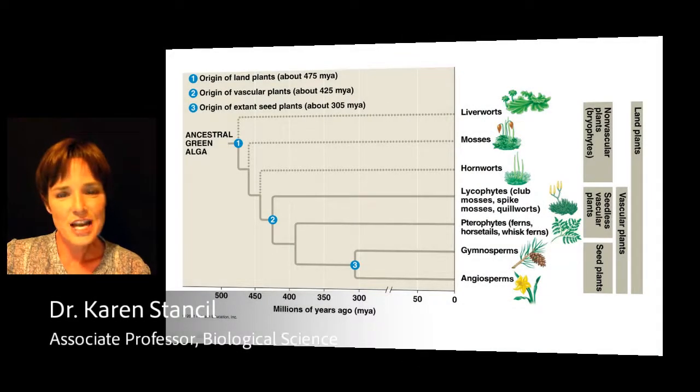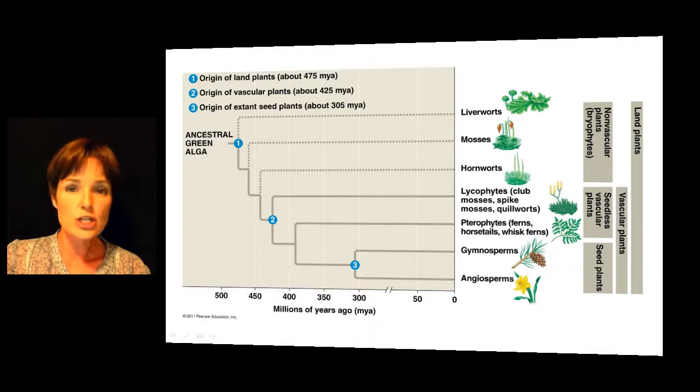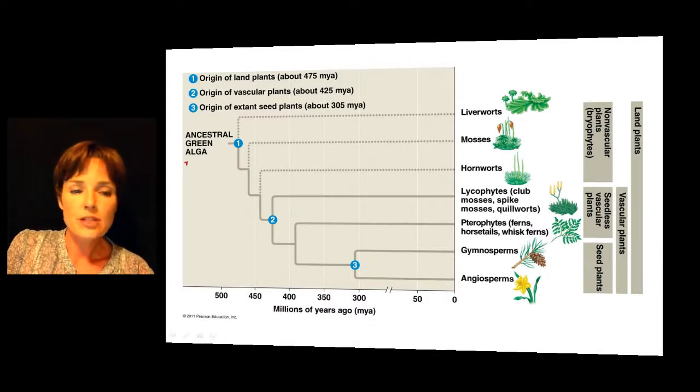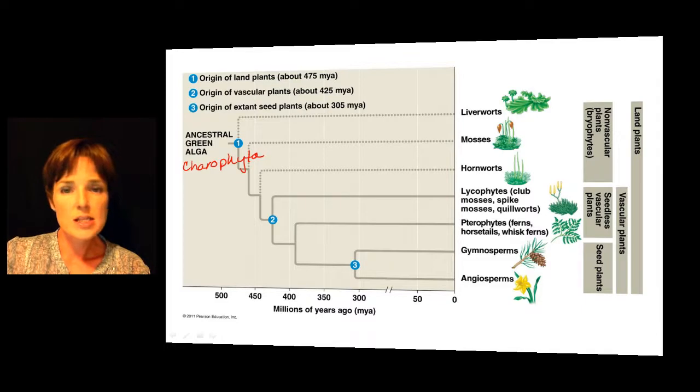Here we have a phylogenetic tree of the evolution of land plants. All land plants that we know of today look like they can be traced back to a common ancestor, which would have been a green algae. That green algae is believed to come from the phylum Charophyta. And in the beginning of this chapter, we talked about some of the characteristics that would have had to develop in order to enable life on dry land.